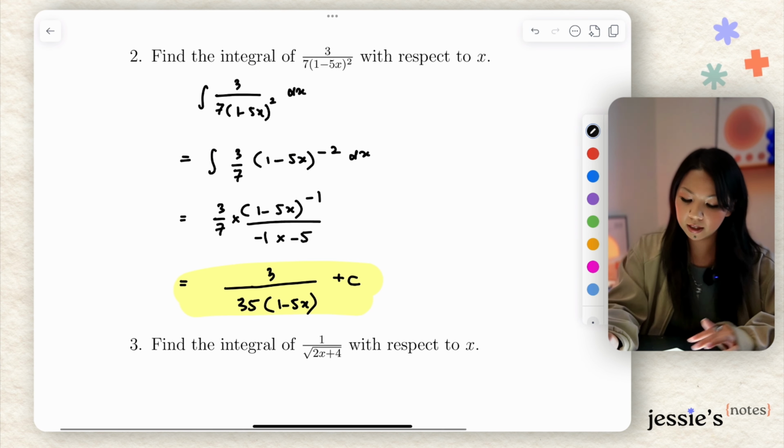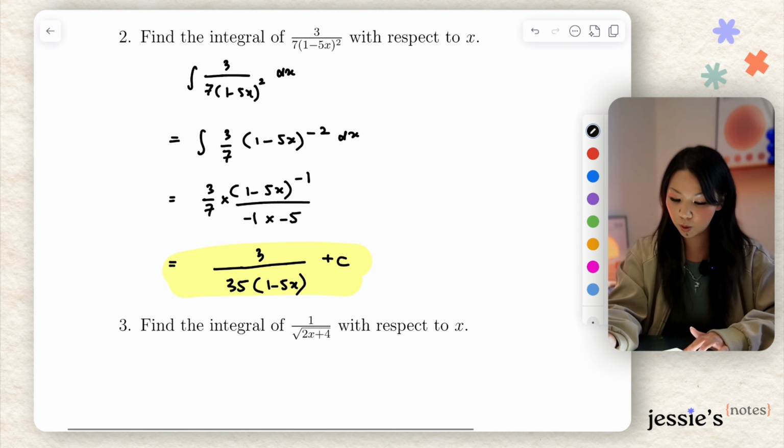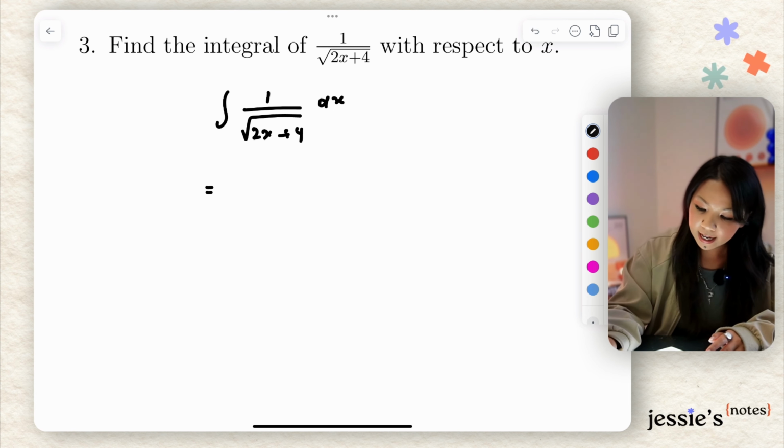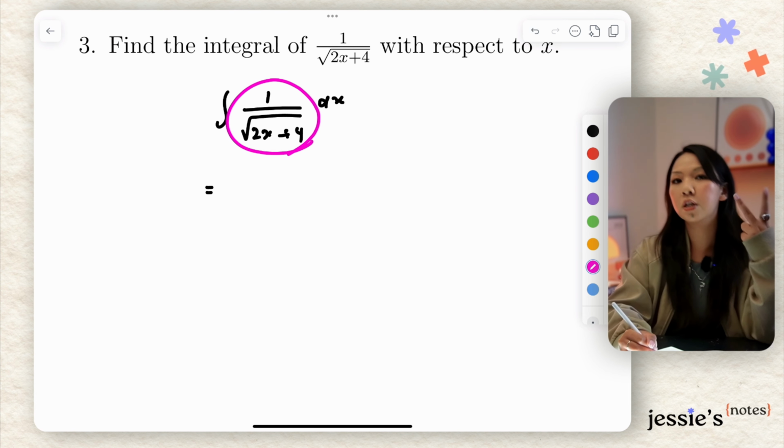Can't forget those plus c's. Great. Next one, question 3. Find the integral of that. Okay. Now, if I want to integrate this, two things are wrong with it.